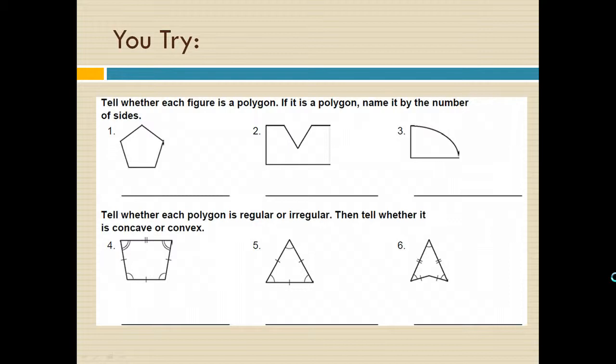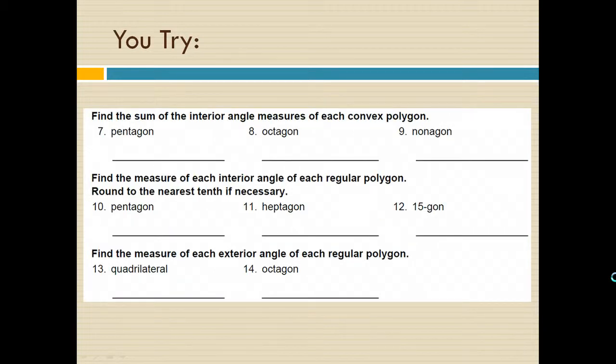Now you try. Tell whether each figure is a polygon, and if so, name it by the number of sides, and then decide whether 4, 5, and 6 are regular or irregular and concave or convex. Then you want to practice finding the interior measures of each convex polygon, the measure of each interior angle, and then the measure of each exterior angle.